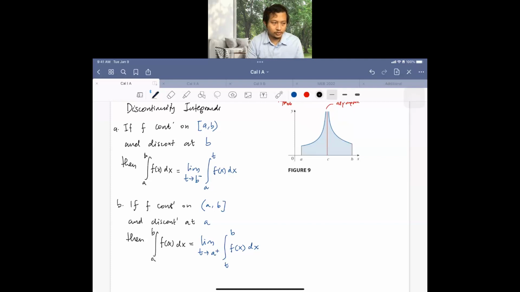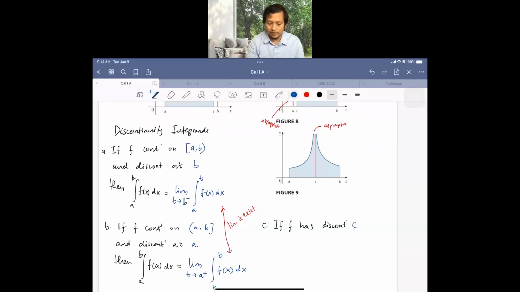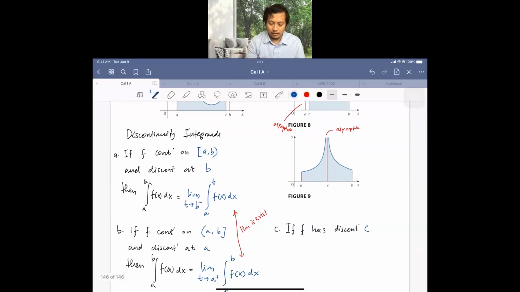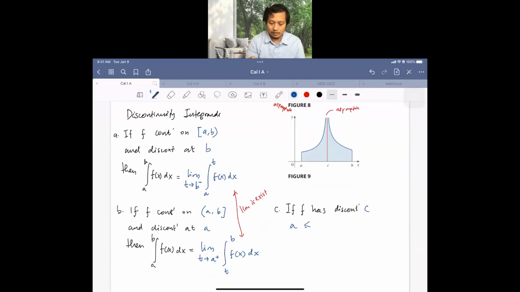Now the third rule, and this is supposed to be that the limit exists. Okay, the limit exists. And the third one: if the function has a discontinuity at C, in the middle here, like a figure 9 here, and A is less than C less than B.